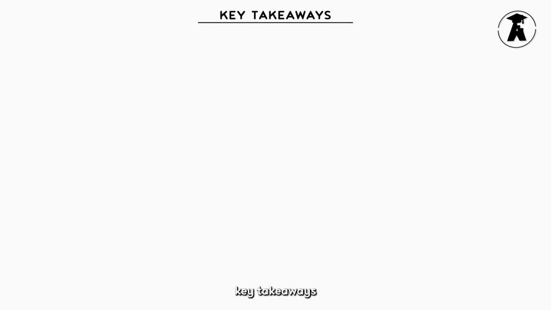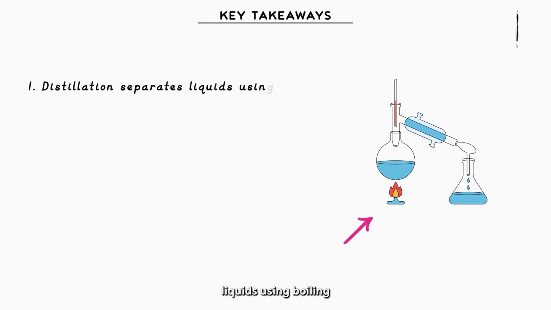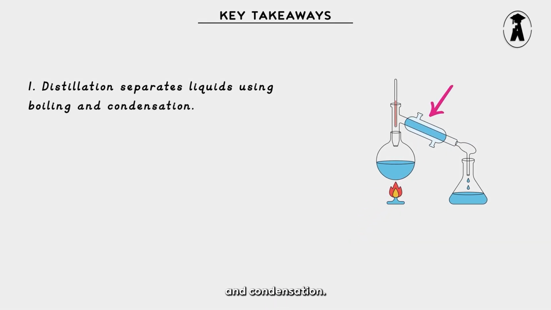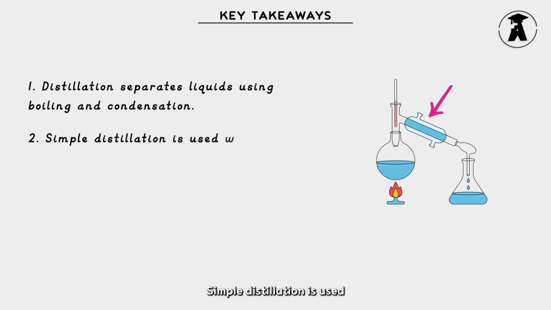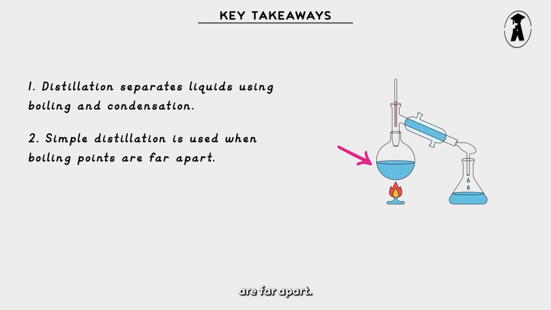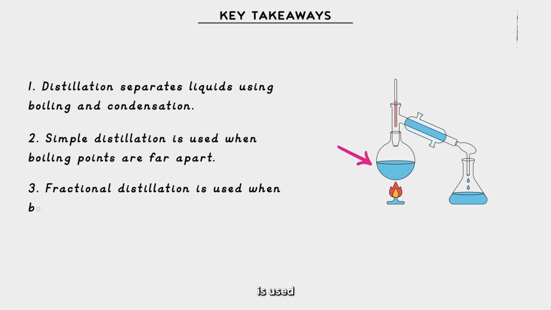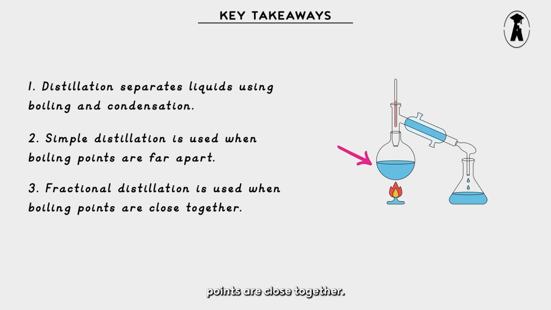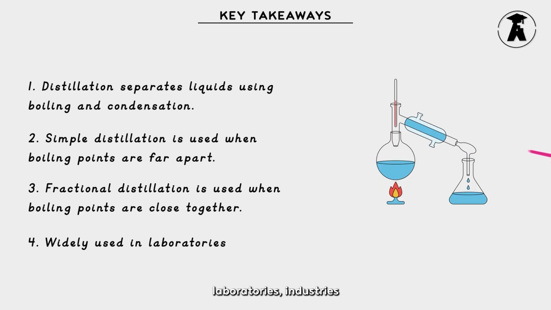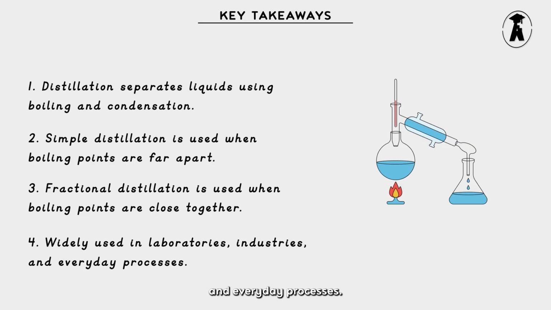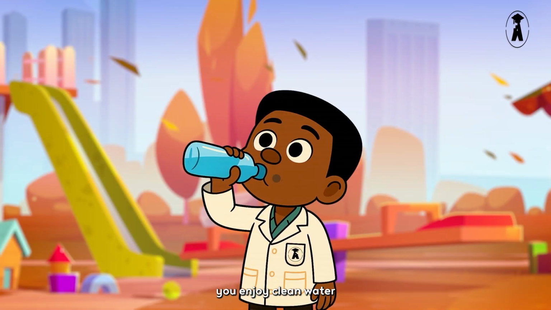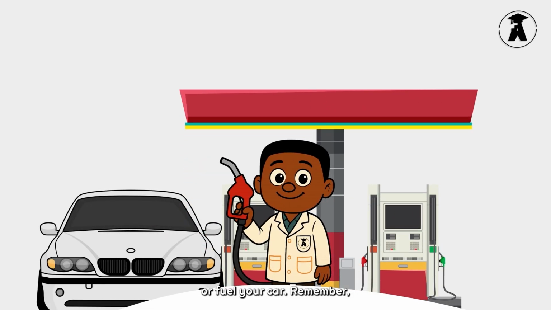Here are the key takeaways from today's video. Distillation separates liquids using boiling and condensation. Simple distillation is used when boiling points are far apart. Fractional distillation is used when boiling points are close together. Widely used in laboratories, industries, and everyday processes. The next time you enjoy clean water or fuel your car, remember, distillation made it possible.